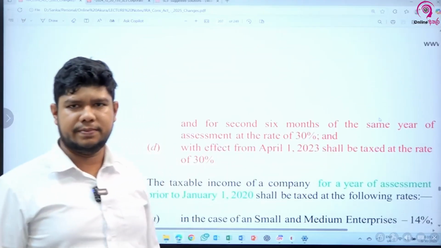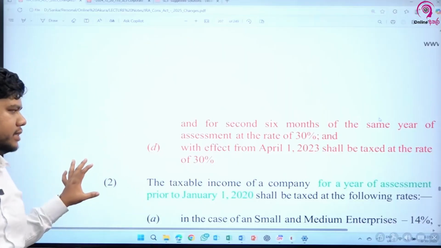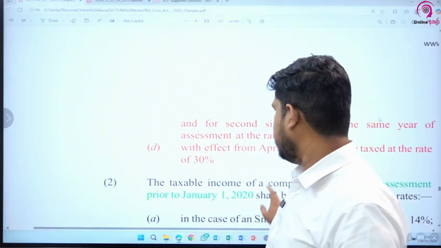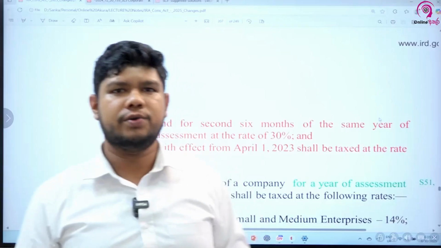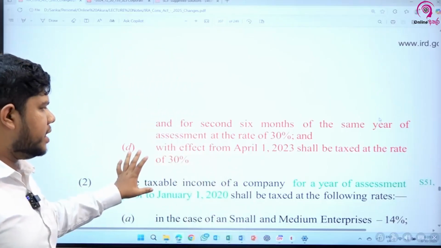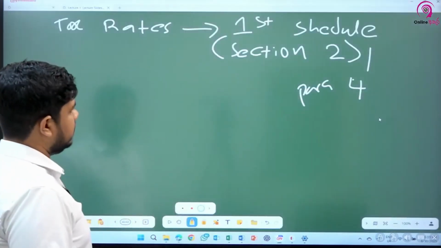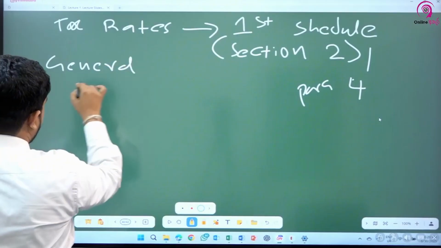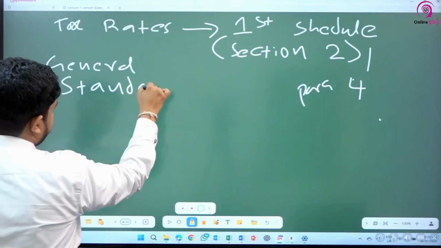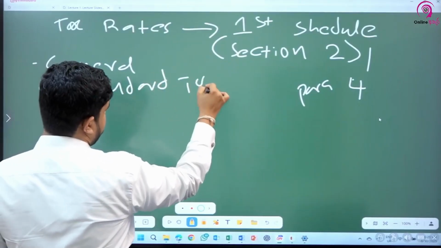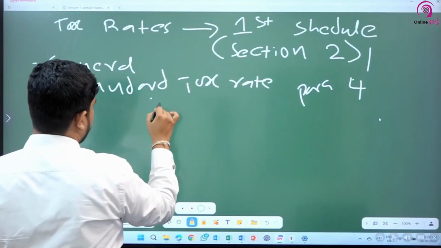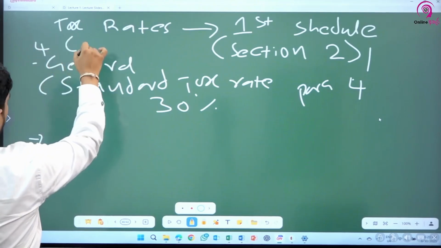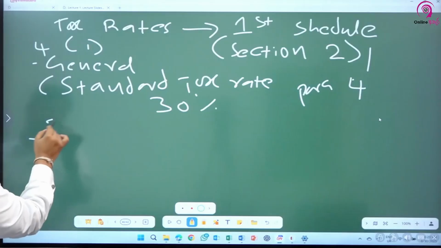30%, right? So the understanding from this is the general tax rate. The general tax rate for a company is 30%. Remember that, right? That needs to be remembered. You cannot forget it. The general tax rate for a company is 30%. So in our case, the general rate, or we call this the standard tax rate. Standard is the most used word. Standard tax rate, 30%, right? That is under first schedule 4.1.